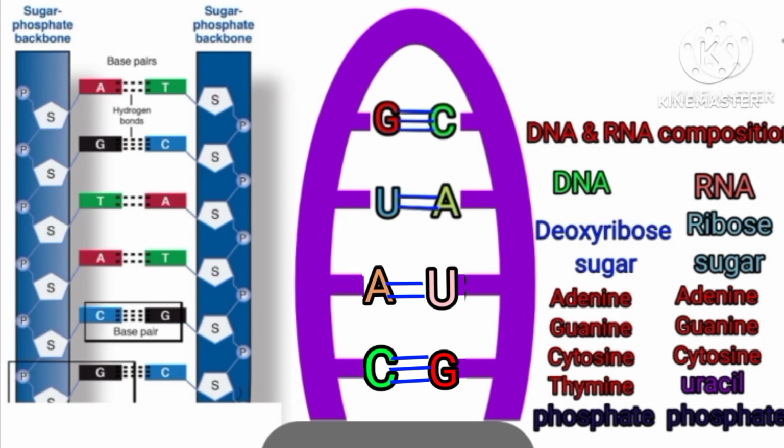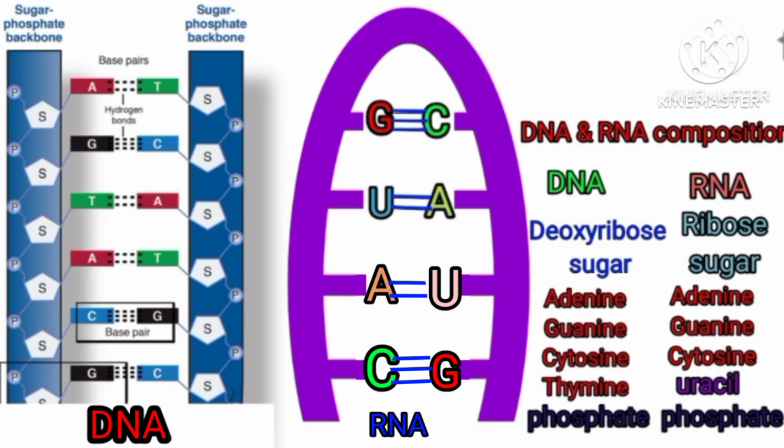There are two types of nucleic acid, DNA and RNA. Both nucleic acids are composed of sugar, nitrogenous base, and phosphate. The basic differences between DNA and RNA are: DNA is double-stranded while RNA is single-stranded. DNA contains deoxyribose sugar, RNA contains ribose sugar. The bases of DNA are adenine, guanine, cytosine, and thymine, while the bases of RNA are adenine, guanine, cytosine, and uracil.